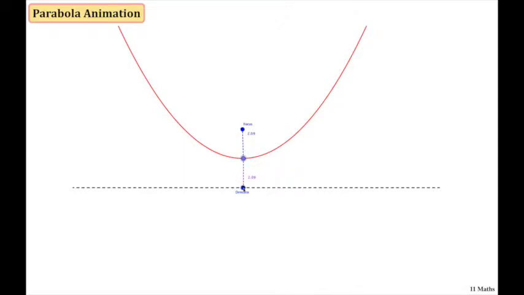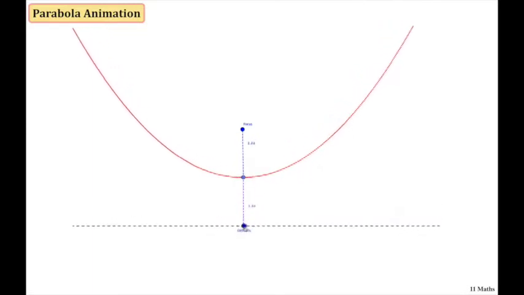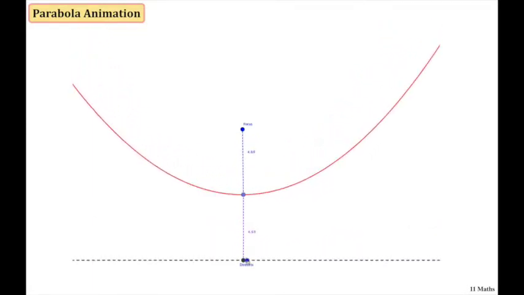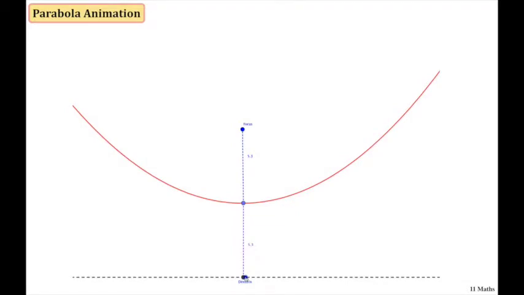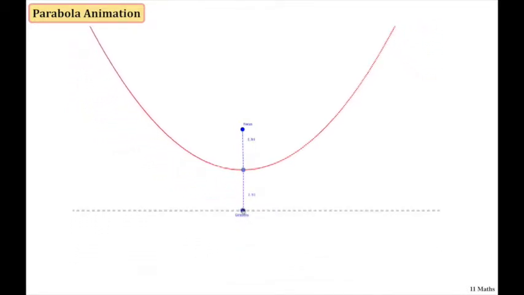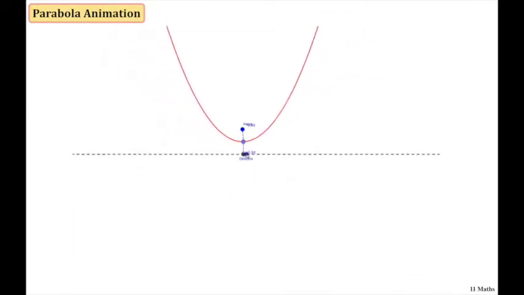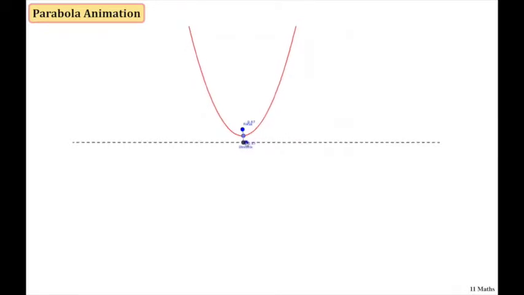I could move the directrix around. I could make the distance between the directrix and the parabola greater, and that means that the distance between the parabola and the focus would also increase, and what that actually does is make the parabola wider or thinner. So the further the directrix is away from the vertex of the parabola, the wider the parabola will become. And similarly, the further the focus is away, the wider the parabola will become.